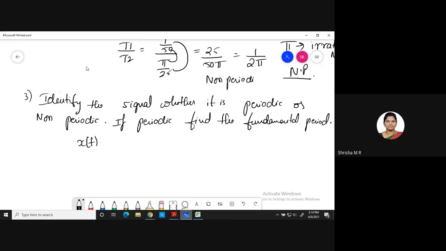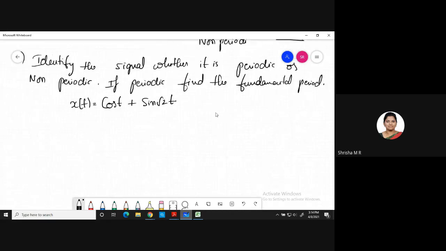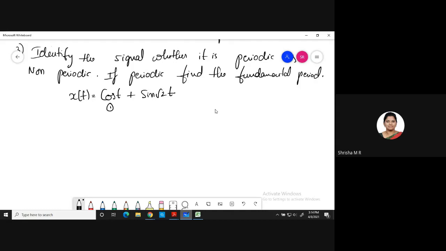So x of t is nothing but cos t plus sine root 2t. Try solving this. What is omega? Omega 1, this is the first part and this is the second part. These are composite signals, because you have cos and sine. So what is omega 1? Omega 1 is 1. So 2 pi f1 is equal to 1, so f1 is 1 by 2 pi. So what is T? It is 2 pi seconds.